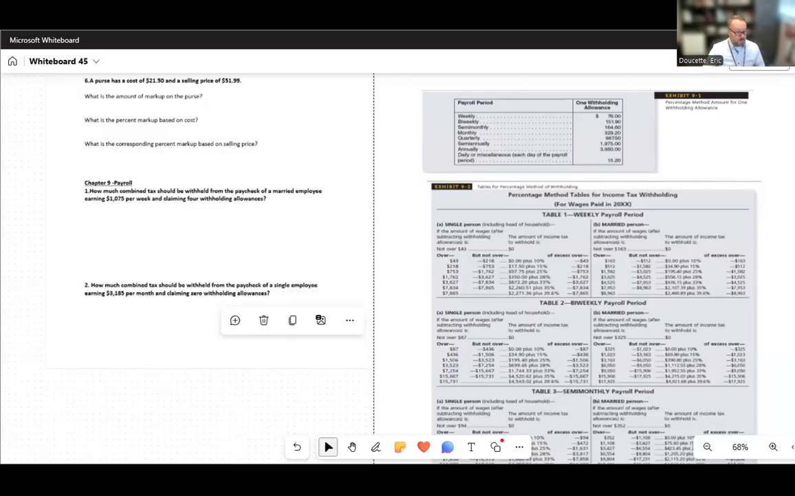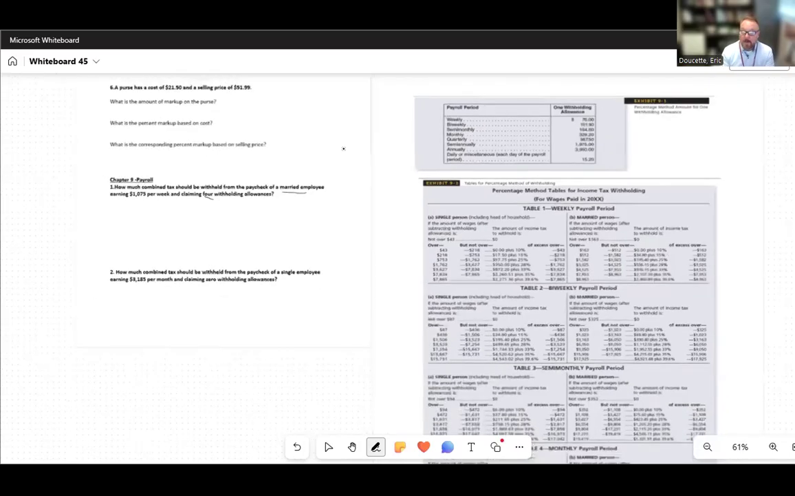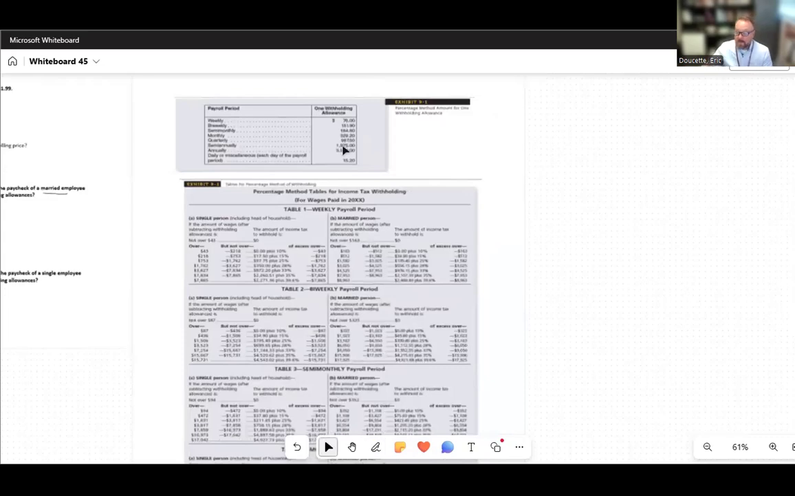Looking at the first problem here, it says on Chapter 9, how much combined tax should be withheld from a paycheck of a married employee earning $1,075 per week and claiming 4 withholding allowances. The first things you want to note here is that they're married, and that they have 4 withholdings. The tables are relevant to the problems I'm asking you to solve. These are the tables that you will also find in the formula sheet for this week. But we're going to go ahead and figure this out together.